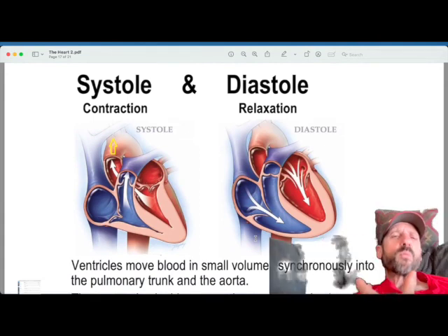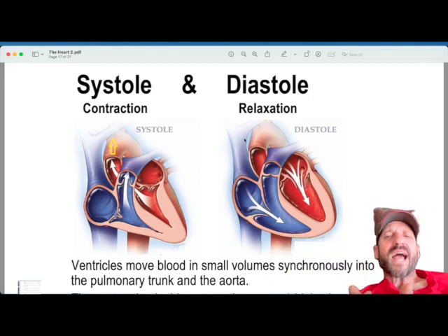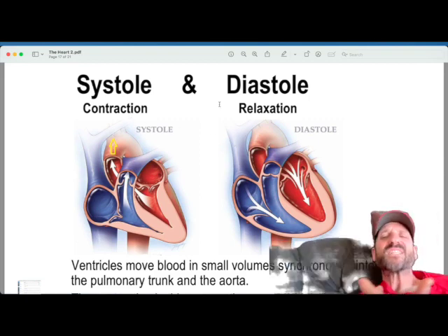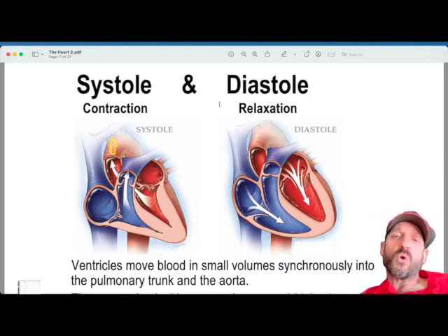And then we have some terminology. We have to talk about when the heart contracts and when the heart relaxes, and that's where the terms systole and diastole come in. And you probably know those terms from blood pressure, because the systolic blood pressure is the higher number and the diastolic is the lower number.